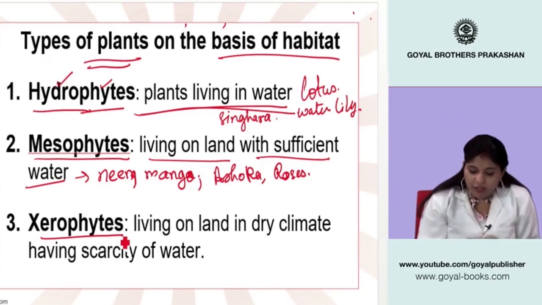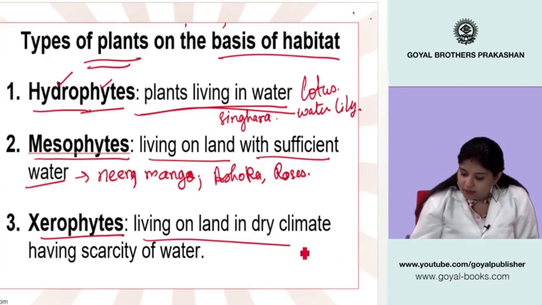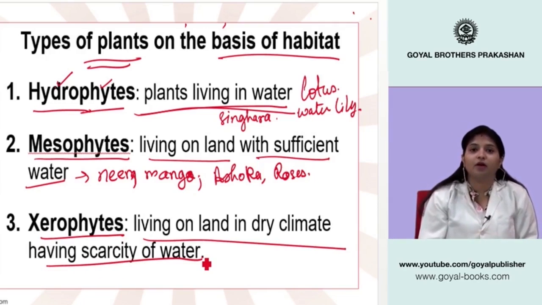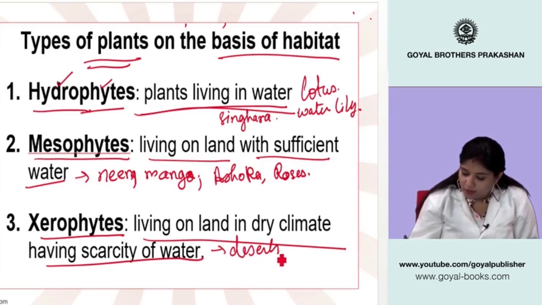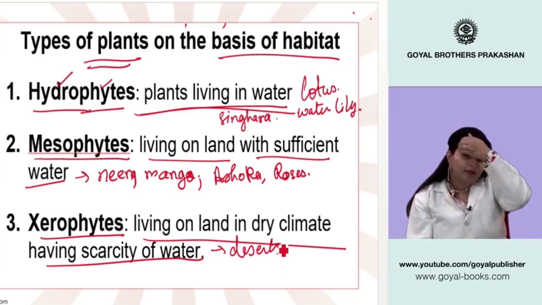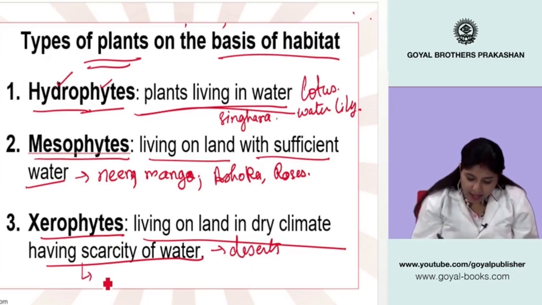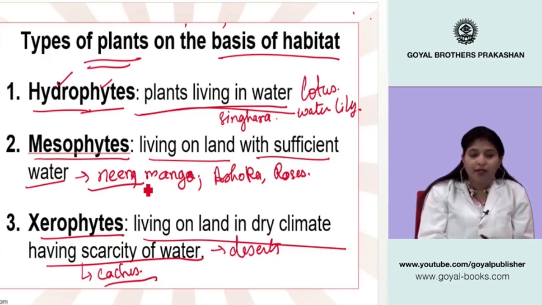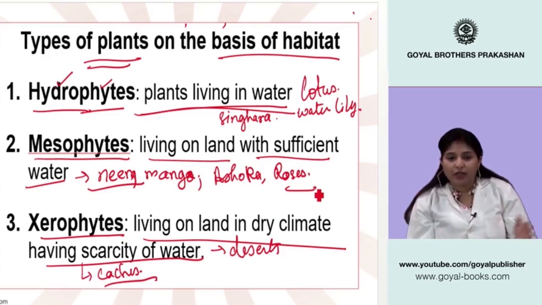Then again you have your xerophytic plants. The xerophytes are the ones which are present in the dry climate having scarcity of water. That means water is not present or they have less amount of water. Basically they are found in your deserts, right? So they are present in the dry climate and they have scarcity of water. The example being cactus, and you have seen how cactus is so different from say neem or say rose, right? So it has a fleshy stem, it has a green stem, right? And there are different kinds of changes that you see in this plant.